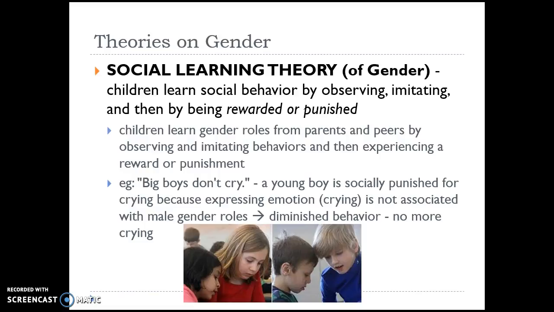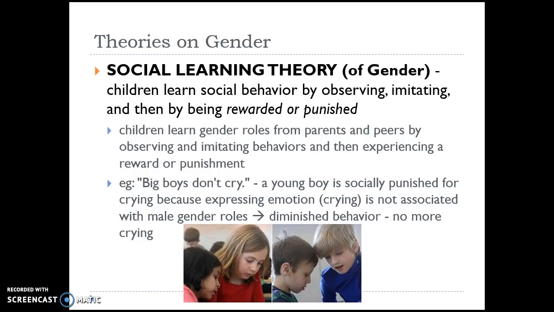Another example would be a boy who falls off a bike. He starts to cry. Someone around him, it could be a friend or maybe even a parent, says, big boys don't cry. And so now he's been punished and he learns that, okay, boys don't cry. That's not associated with the male gender role. And so he'll start to hide that emotion going forward.